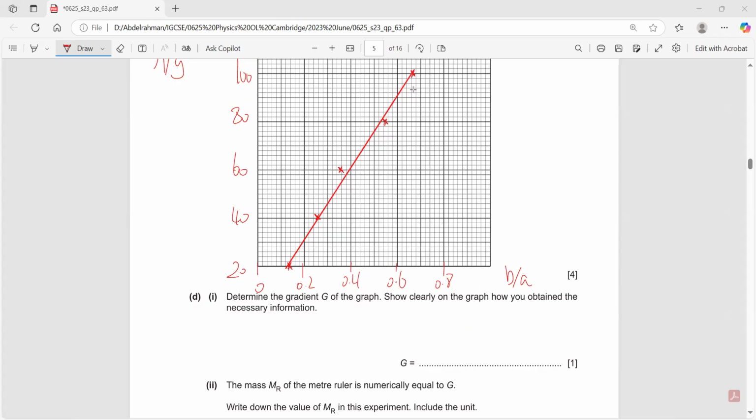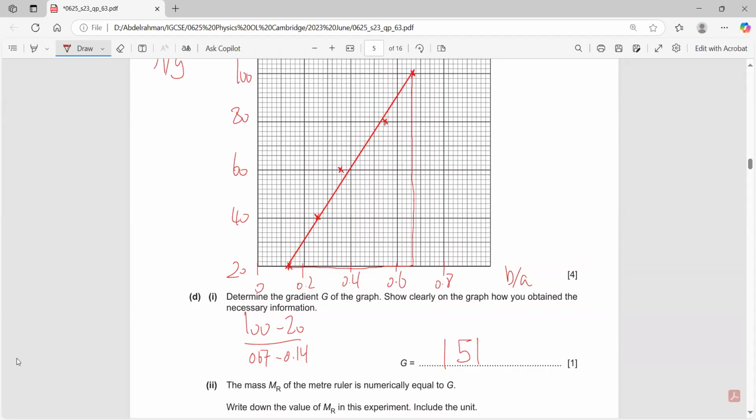Then, can I find the gradient? Yes. It is y2 minus y1 over x2 minus x1, but you have to show it on the graph by drawing the triangle method. Then calculate 100 minus 20 over 0.67 minus 0.14. This would give you a value of 150.9 or 151. This is the gradient, so the gradient would be 151.